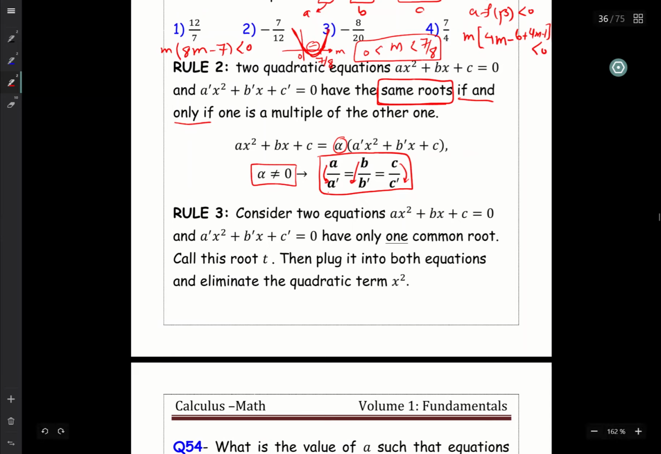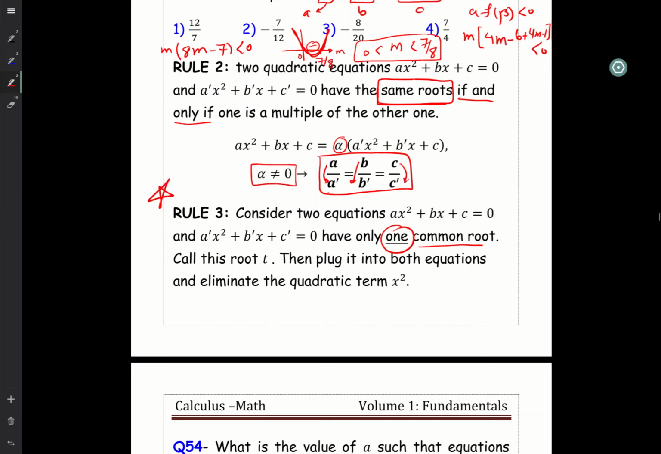Rule number 3, consider two equations ax squared plus bx plus c equals 0 and a prime x squared plus b prime x plus c prime equals 0 that have only one common root. So one common root, and the other roots are different. This is a very interesting case. So I'm going to start it.